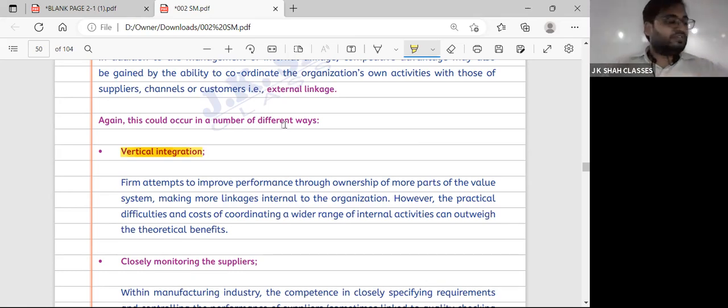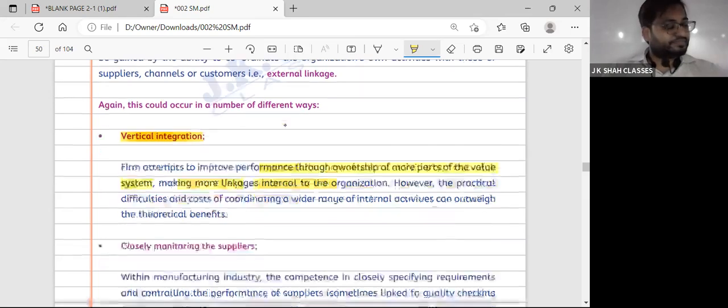Look at this. Firms attempt to improve performance through ownership of more parts of value system, making more linkages internal. So now once you do vertical integration, tire is made by you only. So you are no longer dependent on outsider. So for tire, it is internal now. It has become internal. No longer dependent on outsiders.